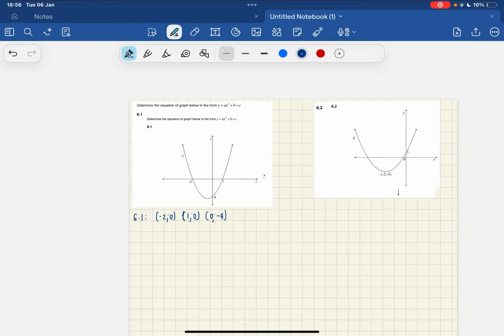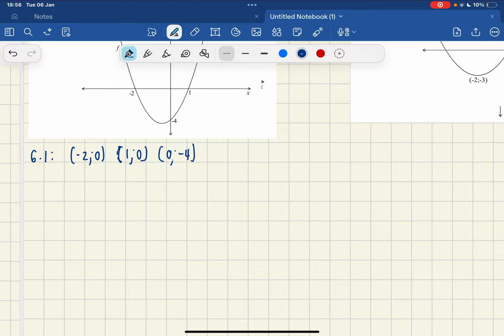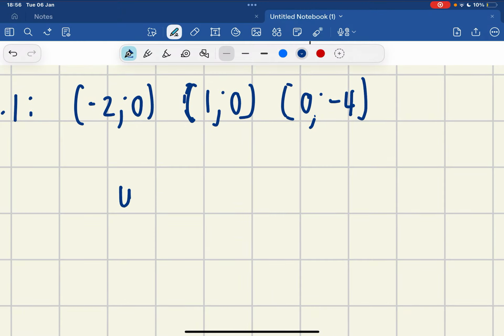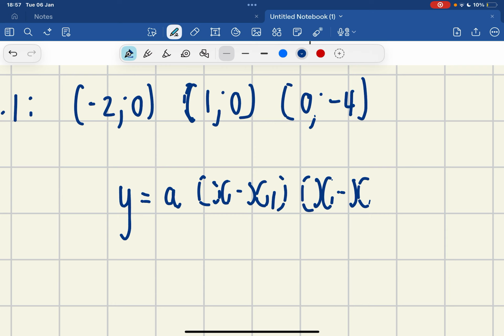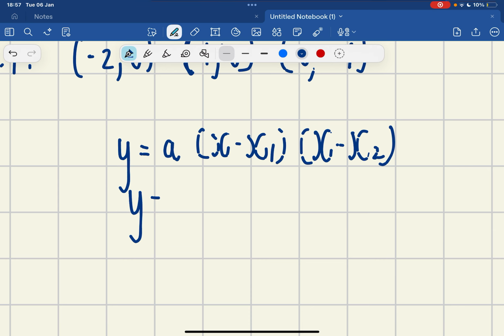In this case, boys and girls, I want you to tell me what we're going to be using. In this case, we're going to be using the x-intercept form: y is equal to a(x minus x1)(x minus x2). What do we do? Plug in our x-intercepts. So where would our x-intercepts be?